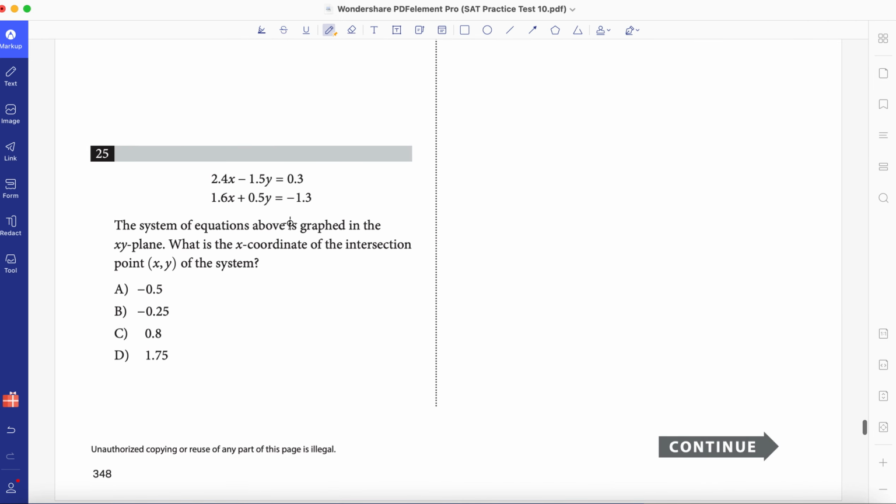Here's number 25. The system equation above is graphed in the xy plane. What is the x coordinate of the intersection? We could run through the motions of system equations, but I may be giving bad advice here by saying we can do this on a graphing calculator. So for this, I just want to rewrite both of these equations. So let's put a red over here. Let's put a green over here. And for the green equation, I'm going to rewrite this as 0.5y equals negative 1.6x minus 1.3. Y is going to equal negative 1.6x minus 1.3 over 0.5.